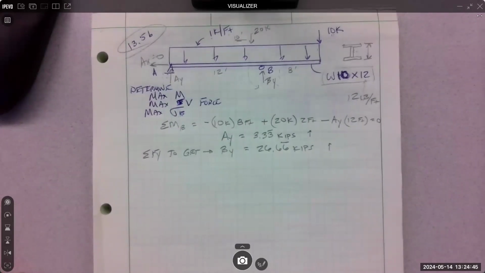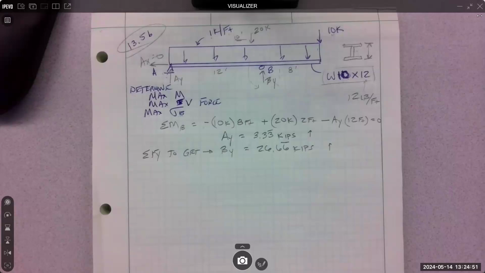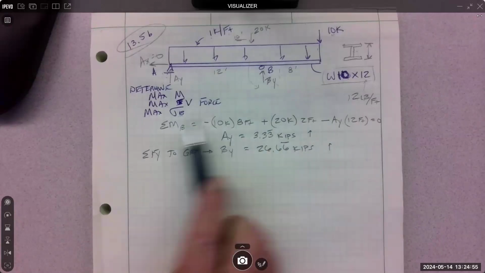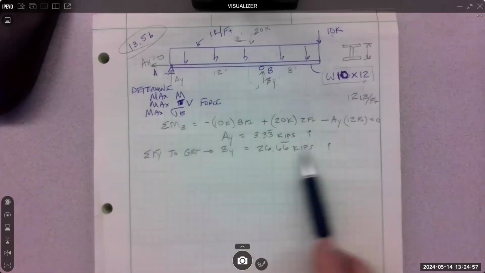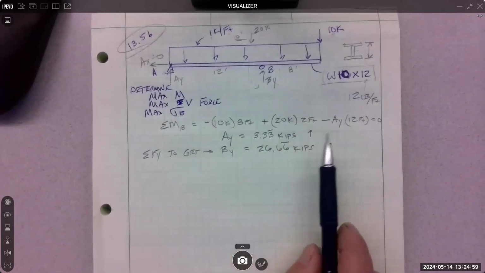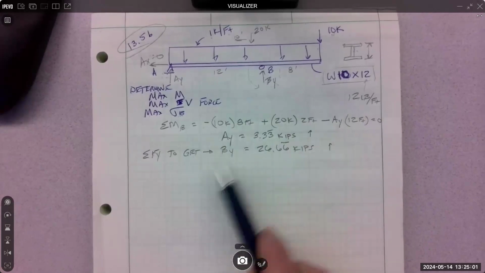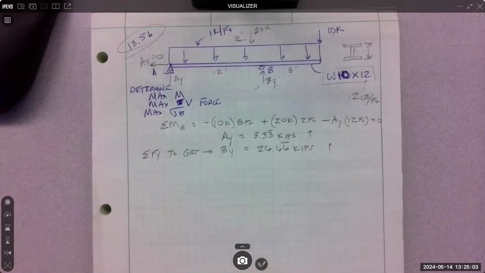Questions so far? No, we're good. I think this is statics, so we should all be able to do this. Maybe not error free every time, but we should get this, right? We understand that process. All right, so now the new parts. You good, Nick, with your numbers? Yeah. Okay. The new parts is these diagrams.